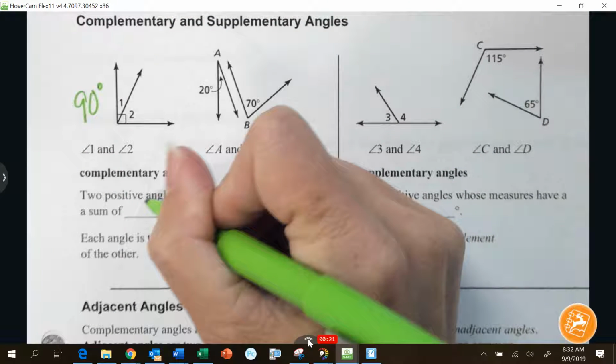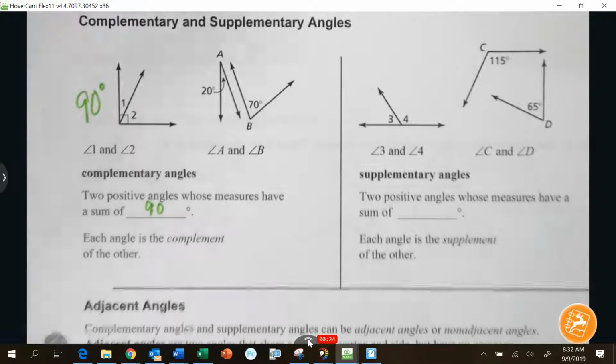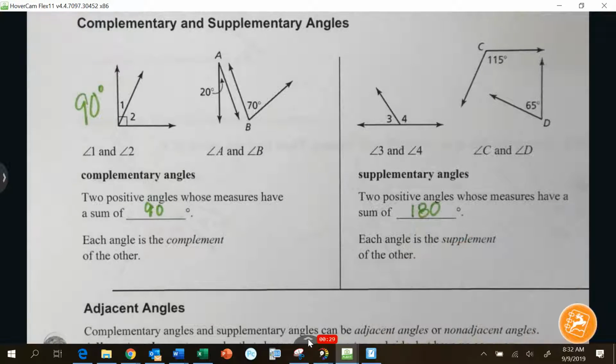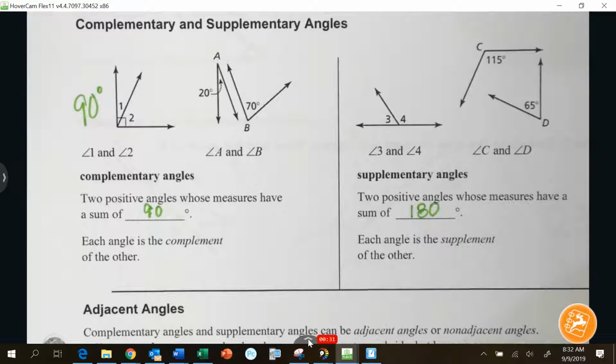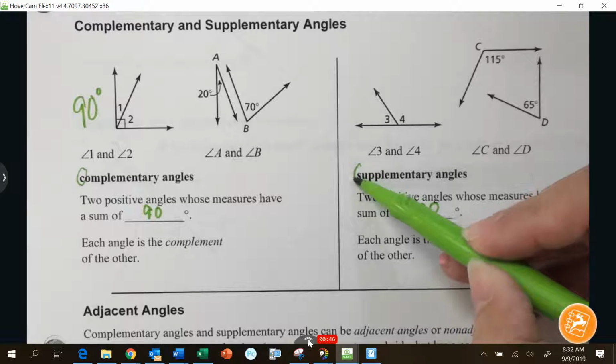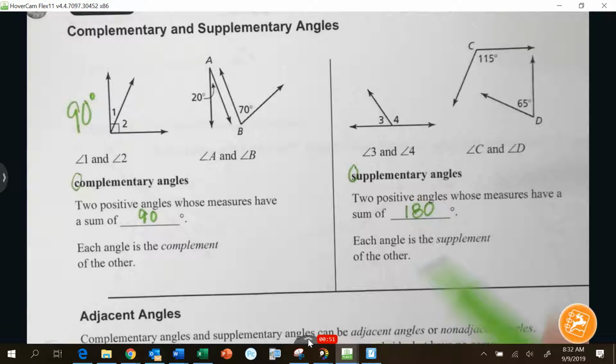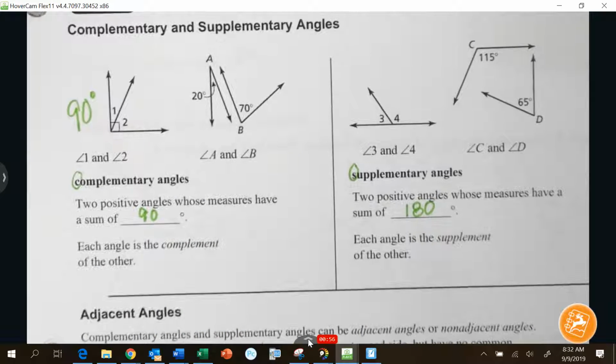Oh, that goes right here. And supplementary, two angles that add up to be 180. Notice that this is two angles. It is not three angles. It is not 8 angles. It is two. There might be different ways of remembering which one's which, but the way I was taught is complementary and supplementary are in alphabetical order, and the 90 comes first. C comes first, number 90 comes first.